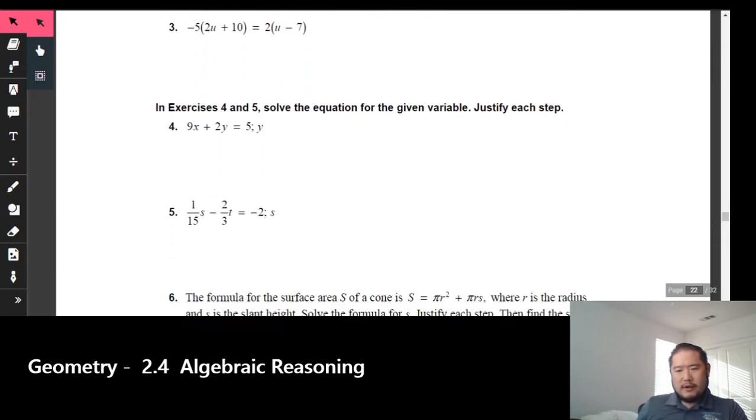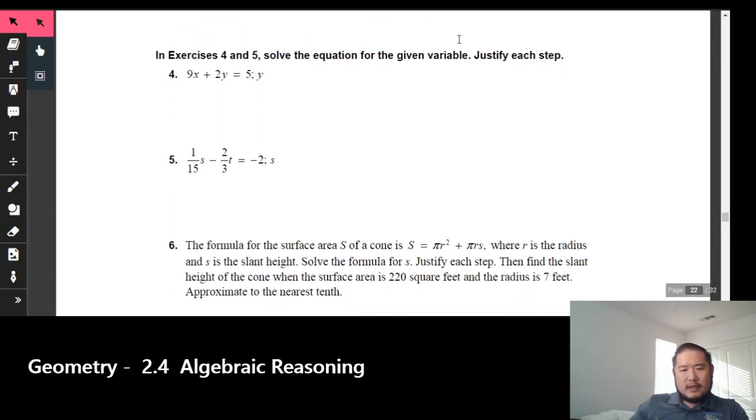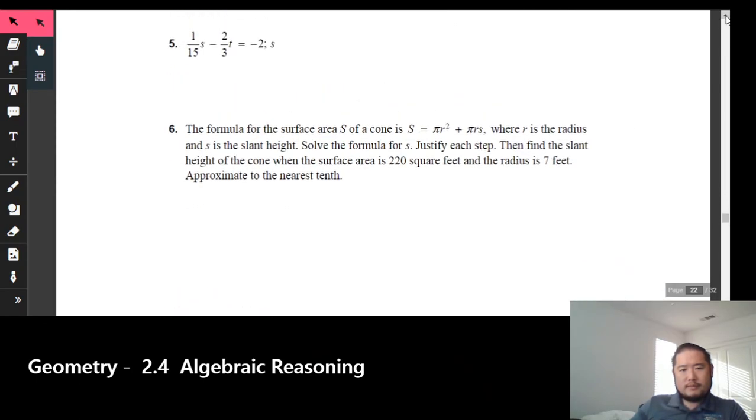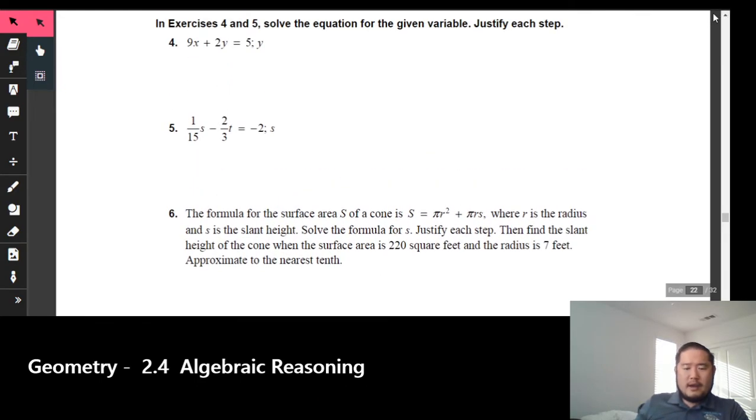Next up, let's figure out how we could solve an equation right here. Let's take a look at the first one, number 4. And they're going to ask you to solve for a particular variable. So this is pretty much you're using your algebra to solve things out. Okay. Justify each step along the way. Once again, good problem right here. If I want to get y by itself, I would subtract 9x from both sides. So we have our subtraction property of equality. So 2y is equal to negative 9x plus 5.